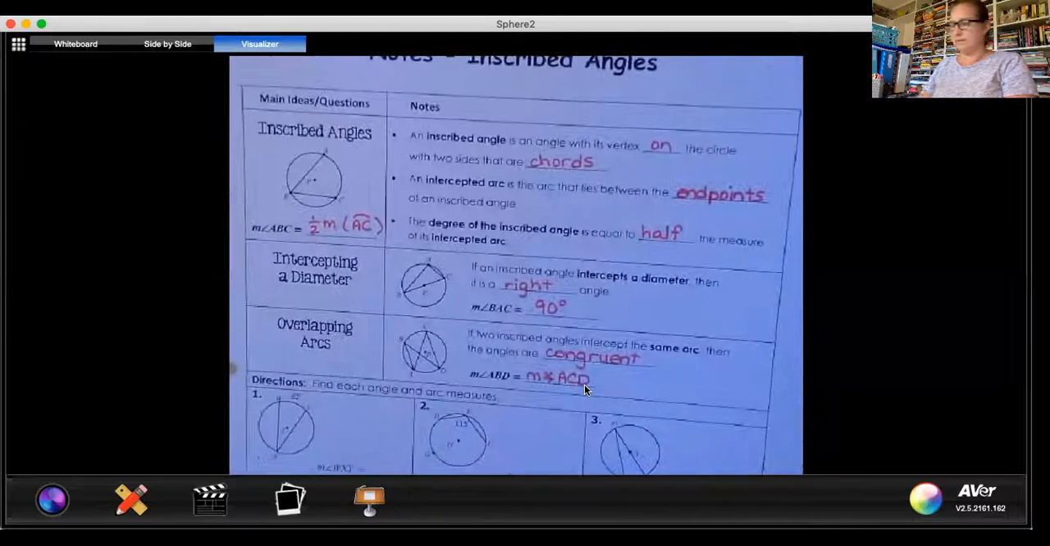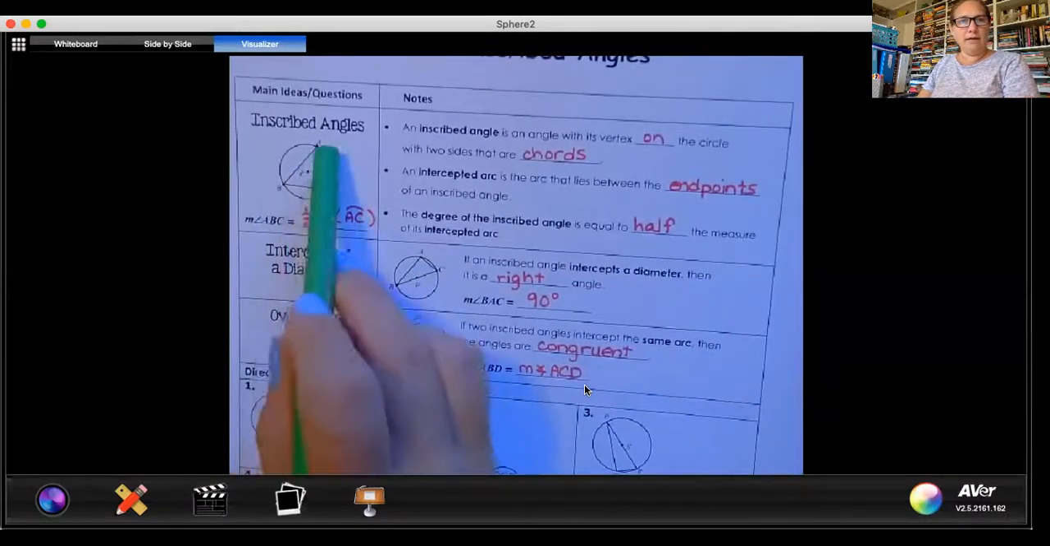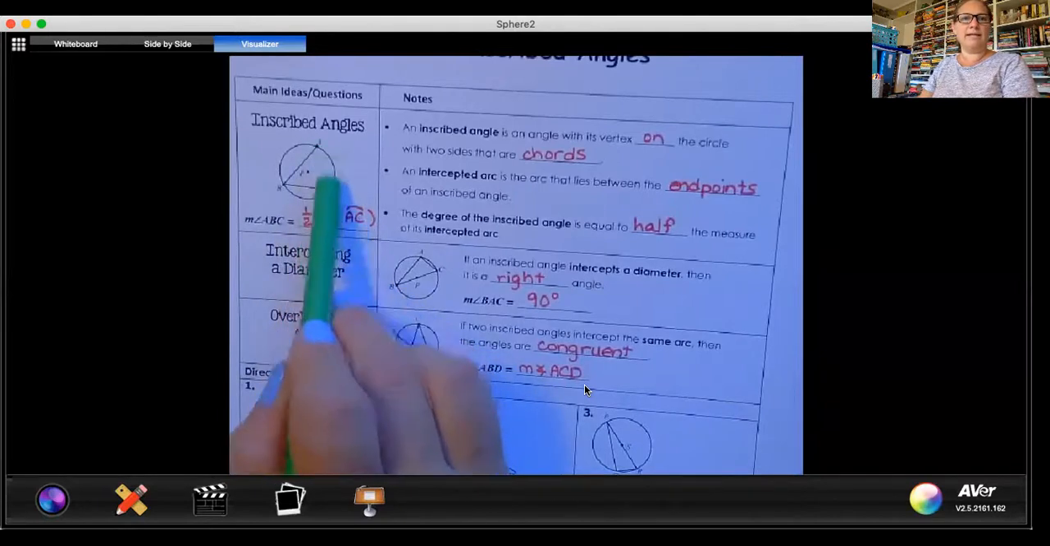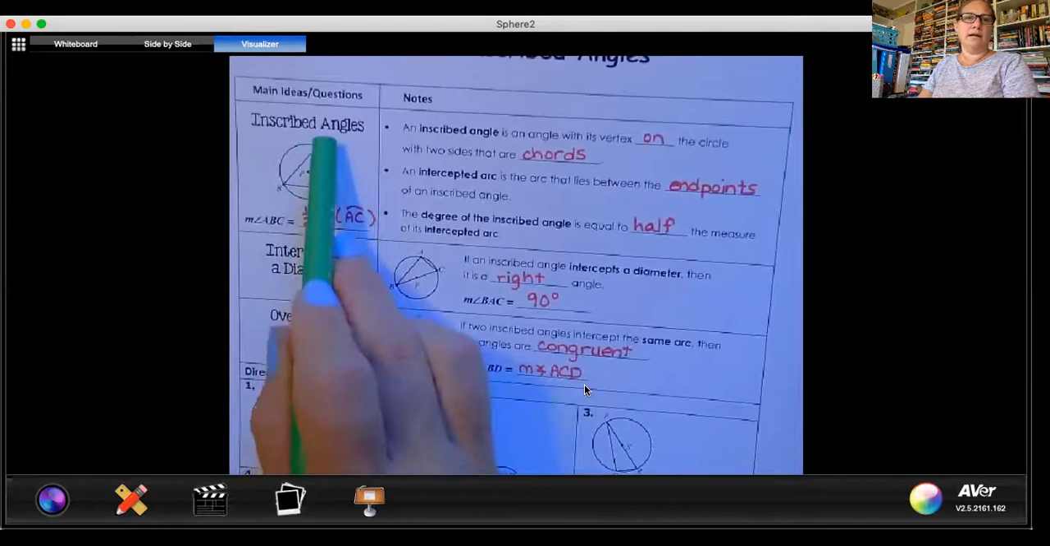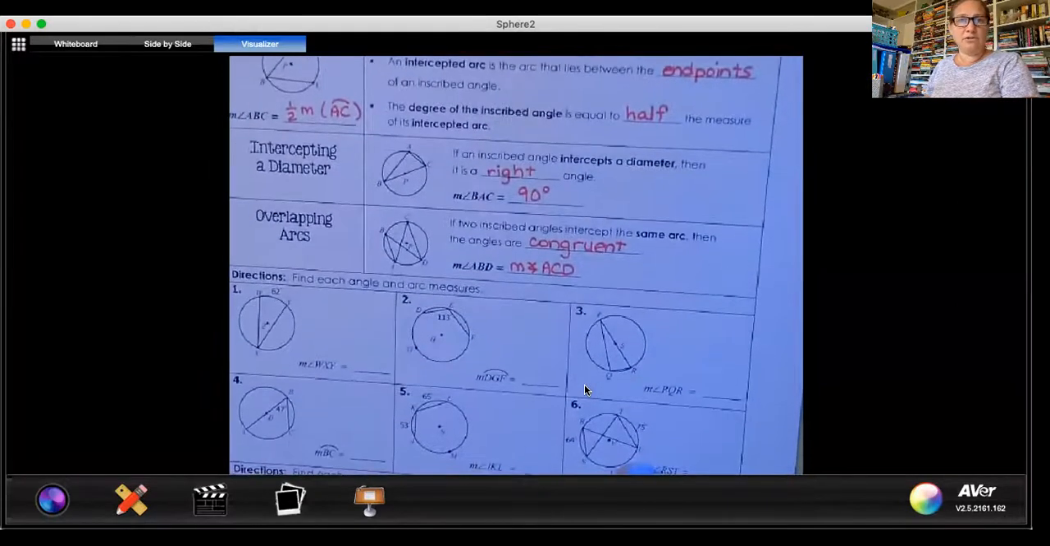So I just read this top part for you. The measure of angle ABC is half of the measure of arc AC. So if arc AC is 140, then angle ABC would be 70. If an inscribed angle intercepts a diameter, then it's a right angle. So the measure of angle BAC would be 90 degrees.